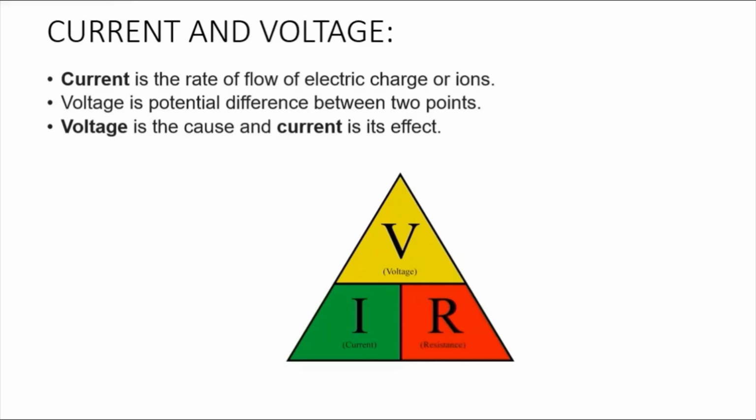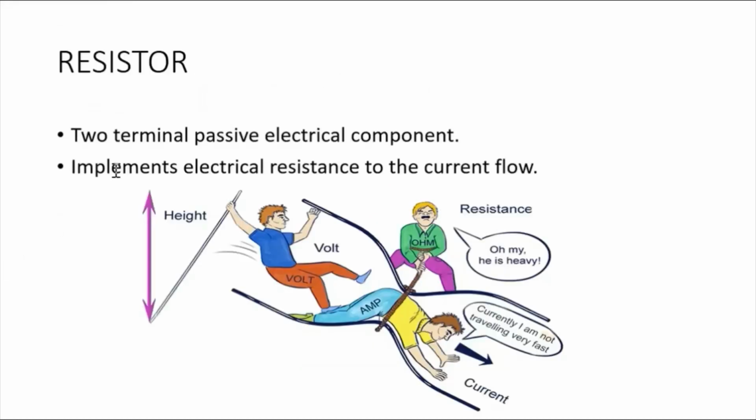Now let us discuss resistors. A resistor is a two-terminal passive electrical component. It implements electrical resistance to the current flow. Here is a funny diagram showing that the voltage is trying very hard to push the current down, but the resistance is trying to stop it. That is the work of a resistor.